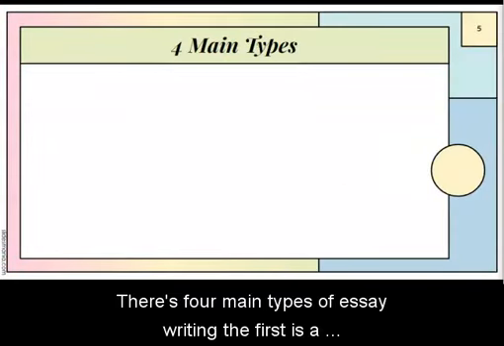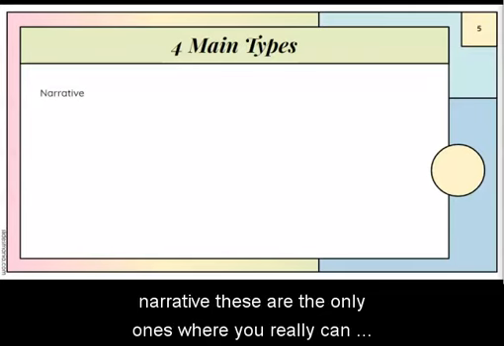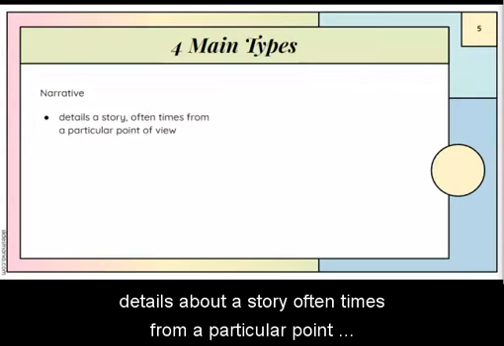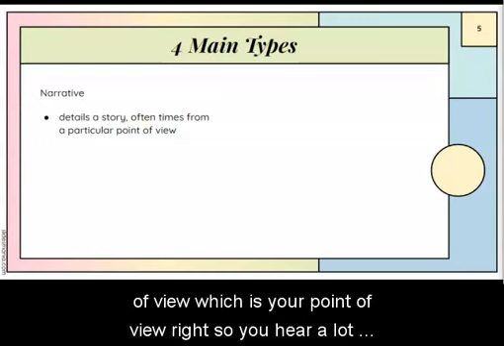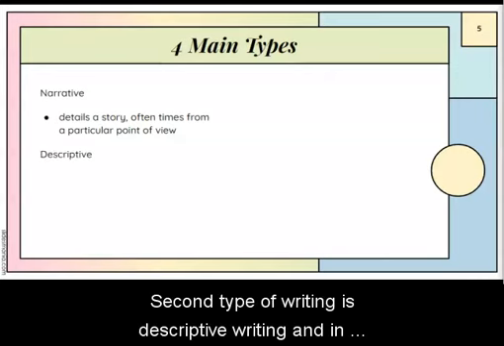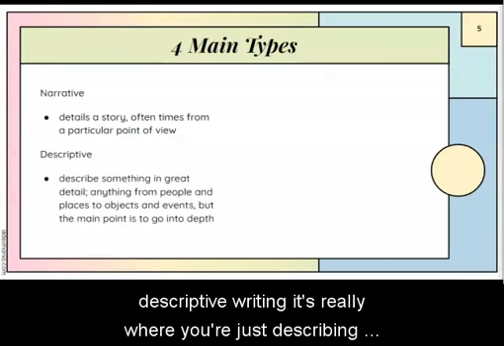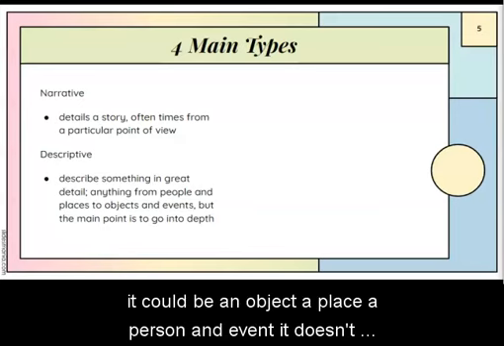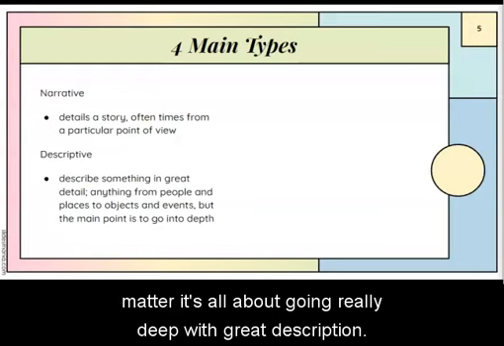So there's four main types of essay writing. The first is a narrative. These are the only ones where you really can use personal pronouns like I, you, we, us, because these are details about a story, oftentimes from a particular point of view, which is your point of view, right? So you hear a lot about narratives as storytelling. The second type of writing is descriptive writing. In descriptive writing, it's really where you're just describing something in great detail, no matter what that something is. It could be an object, a place, a person, an event. It doesn't matter. It's all about going really deep with great description.